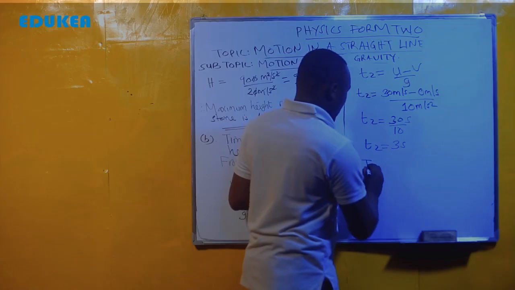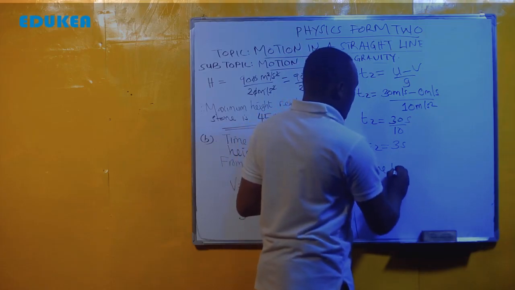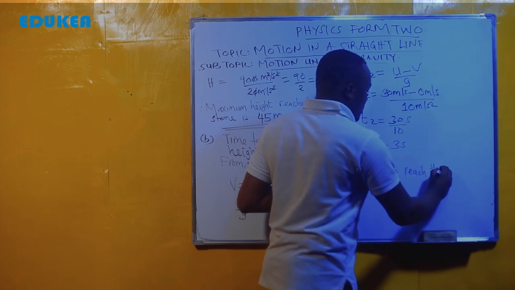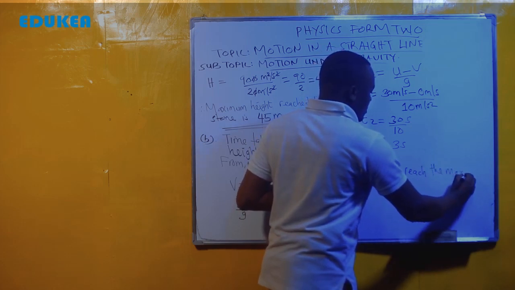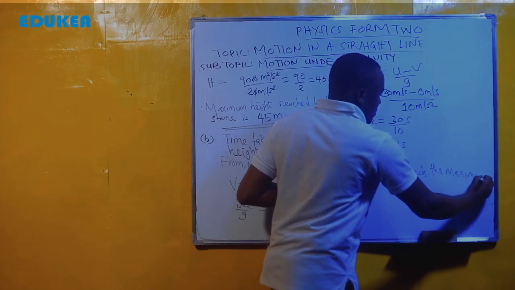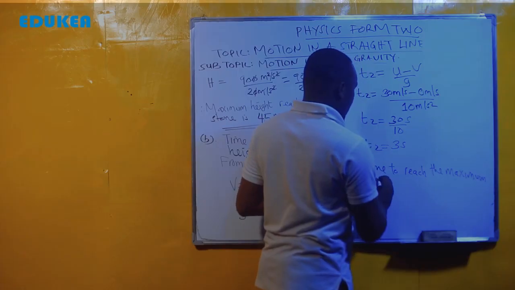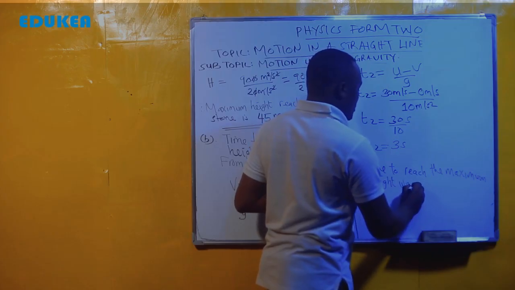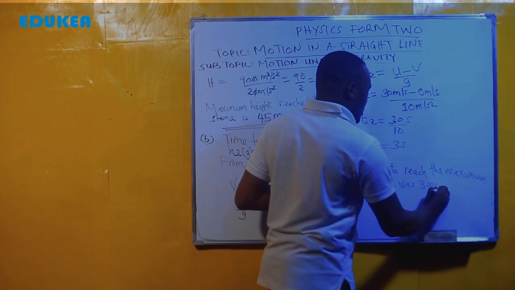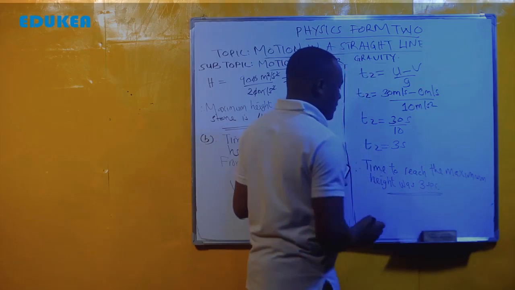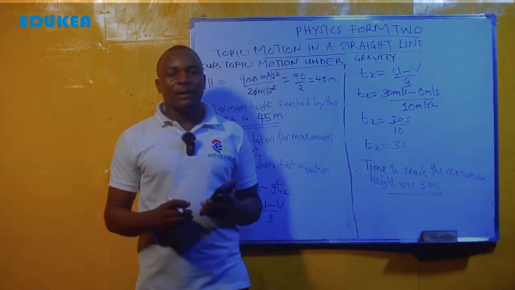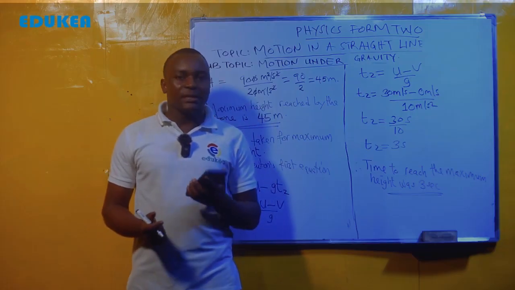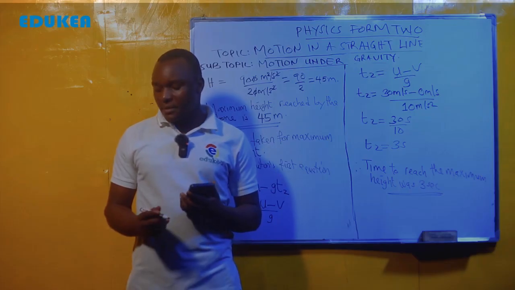So time to reach the maximum height was 3 seconds. That is how you can calculate the time reached, or the time when the body reaches the maximum height.